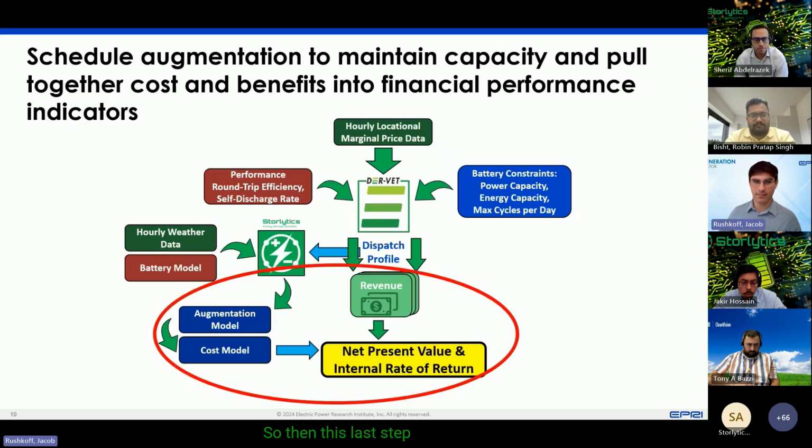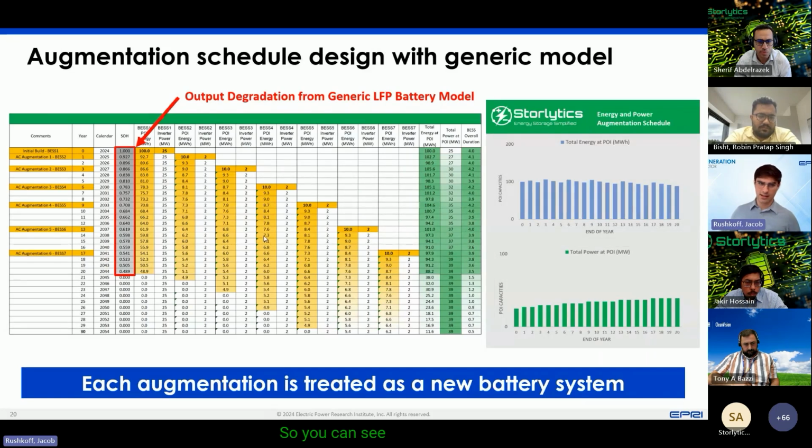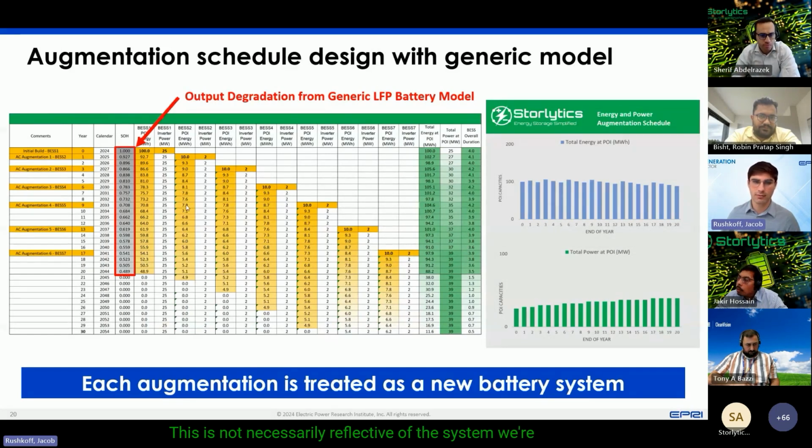This last step is bringing the results of these two software tools together. First, the degradation profile that we produced from Storlytics goes into an augmentation model and then a cost model to determine when we should be installing, and I'll show you what that looks like. There we are. You can see this red box has that same state of health profile we generated. Again, I should stress, this is the generic model. This is not necessarily reflective of the system we're studying.